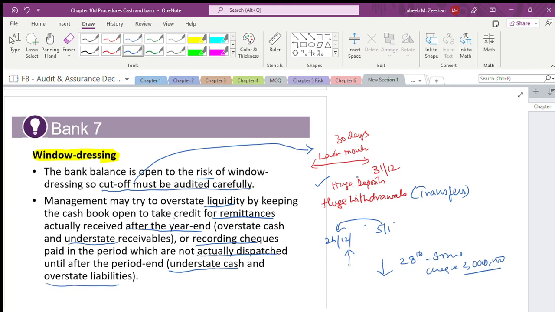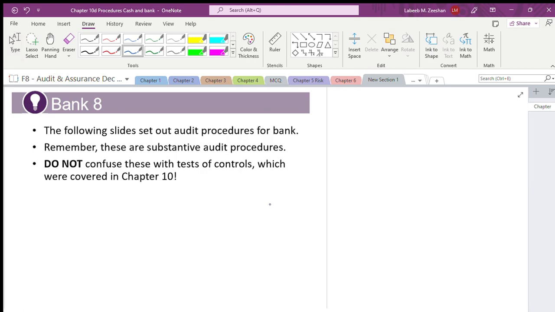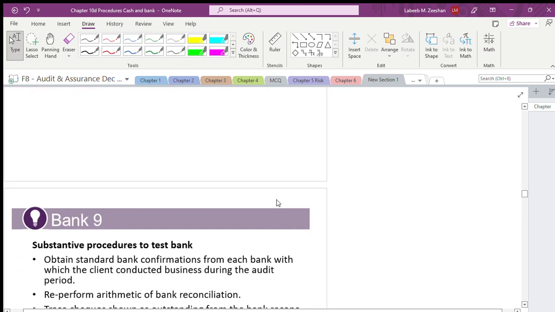Window dressing is nothing but how a client can manipulate the cash and bank balances. The following slides are about audit procedures, the substantive procedures.